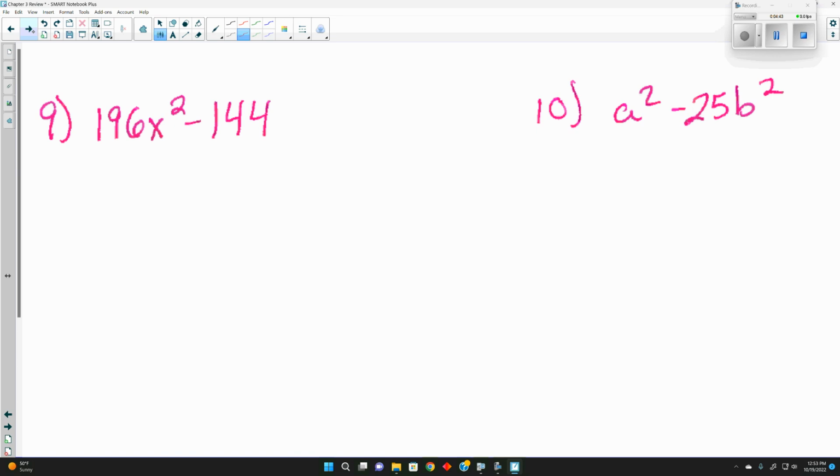What times itself is a squared? What times itself is 25b squared? 5 and 5. So we would have a and a, yes? 5 and 5, but we would also have b, because it's 25b squared, so we'd have 5b and 5b.